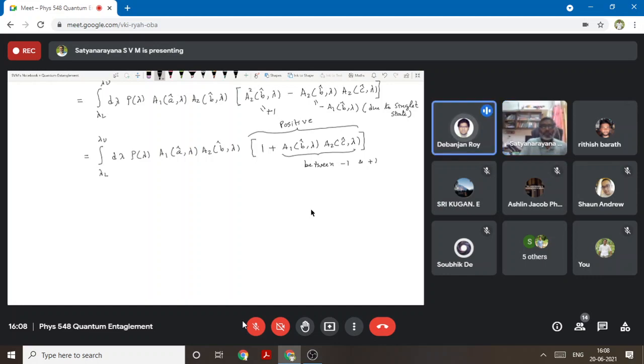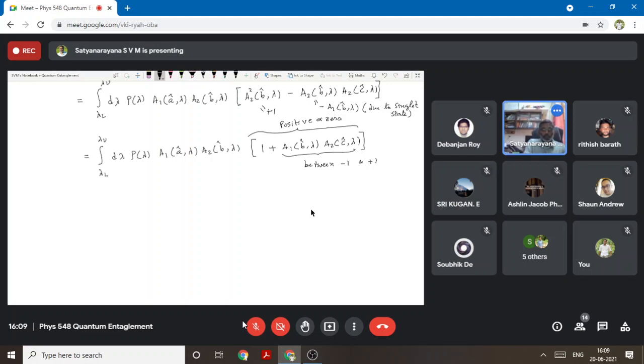So greater than or equal to 0. Okay, so this is positive or 0. Sir, one more thing is this product of A1 of A comma lambda and A2 of B comma lambda. That also lies between -1 and +1. Yes, I agree. Similarly, the similar argument. So now what I can say is that this particular thing is a positive number. Okay, it can be 0 or it can be positive. So we keep this in mind.